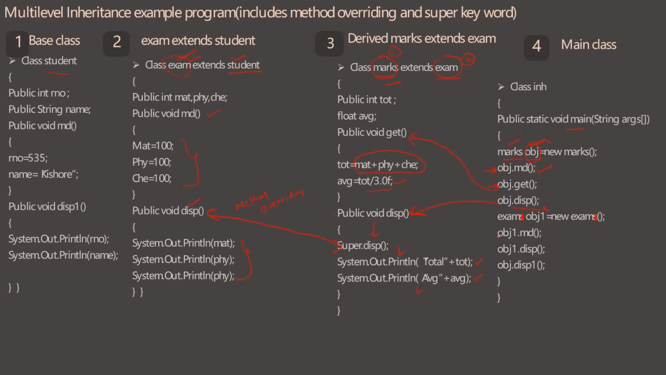Okay, when I say obj1.md, the cursor goes to your MD method. Here you're going to write super.md.